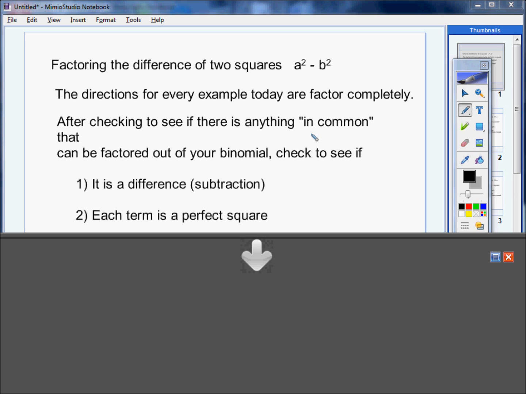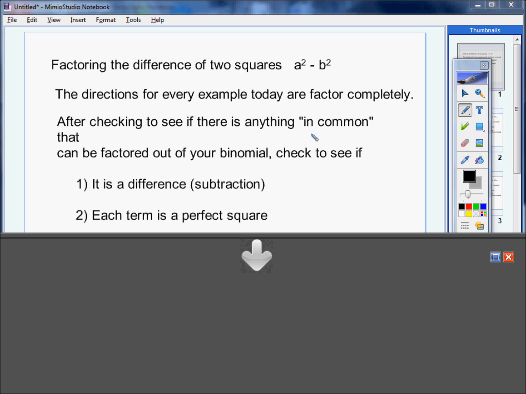A perfect square. Preston, do you know what a perfect square is? For example, a perfect square number: 2 squared gives you 4, so 4 is a perfect square. 5 squared is 25, so 25 is a perfect square. Any number with a square root that comes out evenly.